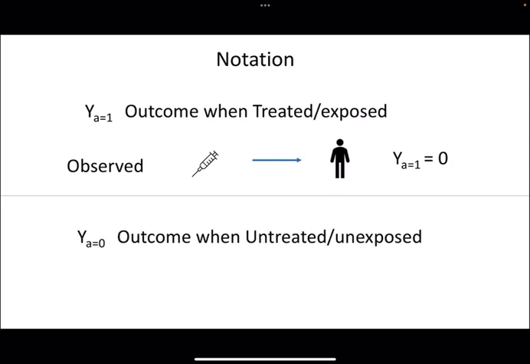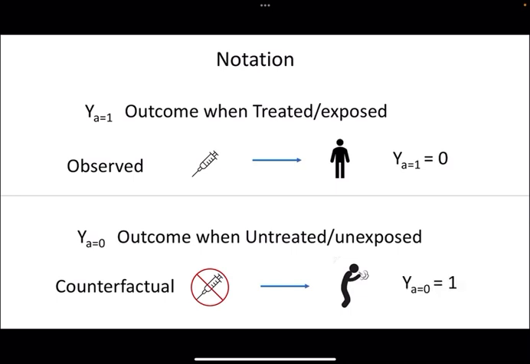And now you have this other situation. What is Pete's outcome when he was untreated or unexposed? So Y subscript A equals 0. This is the counterfactual outcome because we only observed that top one. But if we were to go back in time, in this counterfactual situation where this individual wasn't treated, they got the flu. So Y subscript A equals 0 is equal to 1, because that's shorthand for the outcome status when this individual wasn't treated is 1.